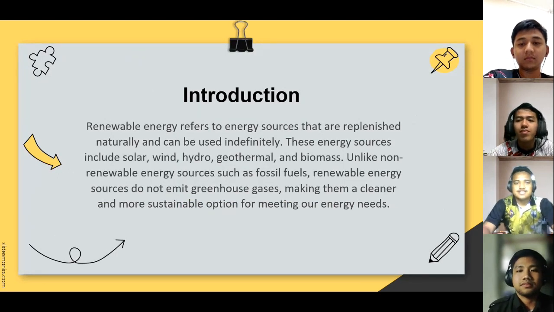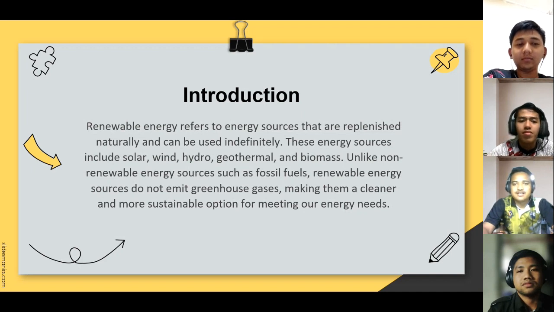For the introduction, renewable energy refers to energy sources that are replenished naturally and can be used indefinitely. These energy sources include solar, wind, hydro, geothermal, and biomass. Unlike non-renewable energy sources such as fossil fuel, renewable energy sources do not emit greenhouse gases, making them a cleaner and more sustainable option for meeting our energy needs.